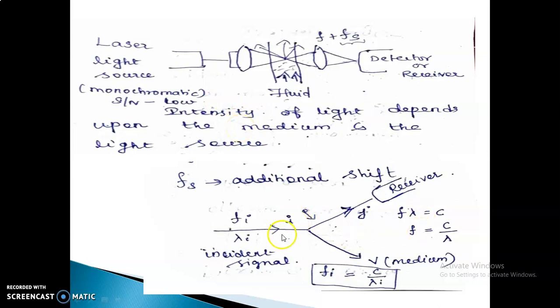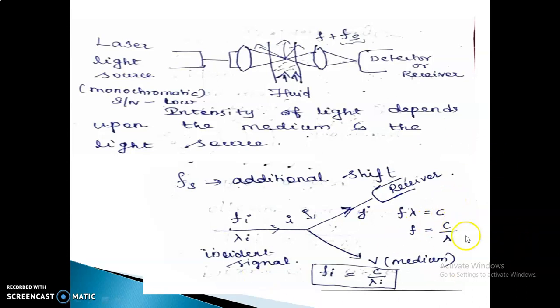You can look at the incident signal here. That is the reason for the suffix i. So Fi is the incident frequency, the wavelength frequency incident on the point, and here this is the particle. The particle scatters light in all directions, and one of the signals is received through the receiver point. The scattered light is moving on its way through the medium with a velocity.